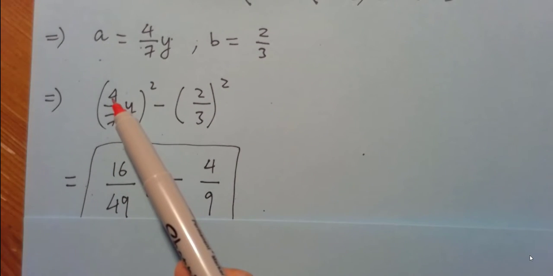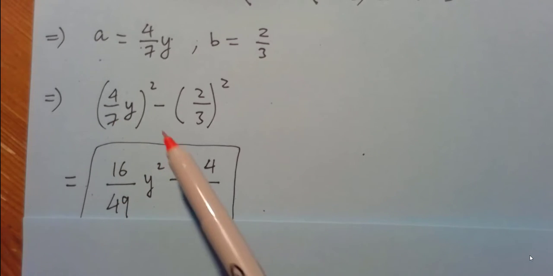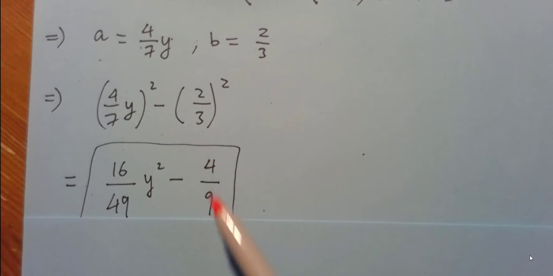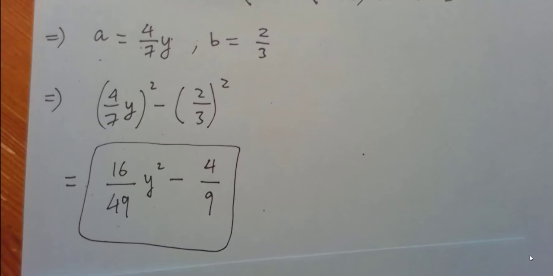4 squared, 4 times 4 is 16, 7 squared, 7 times 7 is 49, y squared is y squared. 2 squared is 4, 3 squared is 9, 2 times 3 is 9, 2 times 2 is 4. So that is the final answer for this question.